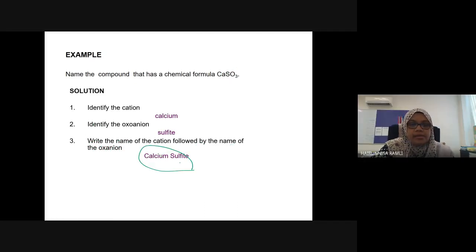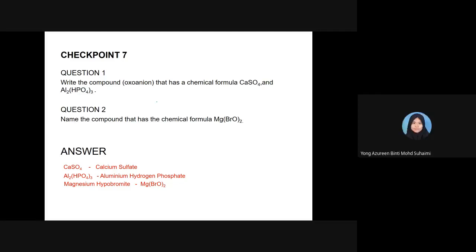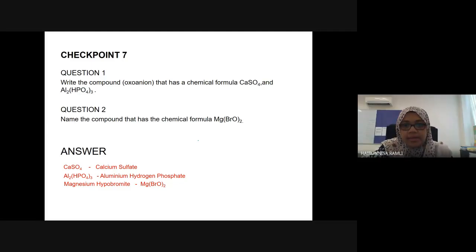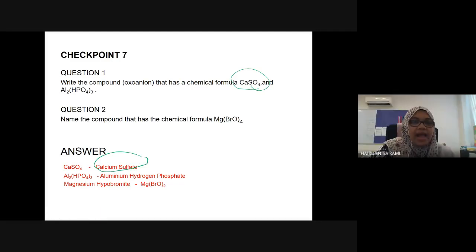Okay. So this checkpoint again, the answer is already there. Please check. Write the compound that has a chemical formula. Actually it's not write the compound. I prefer name the compound. We actually want to name it. That has the chemical formula CaSO4. I just said that earlier. CaSO4. So what is its name? Calcium sulfate.